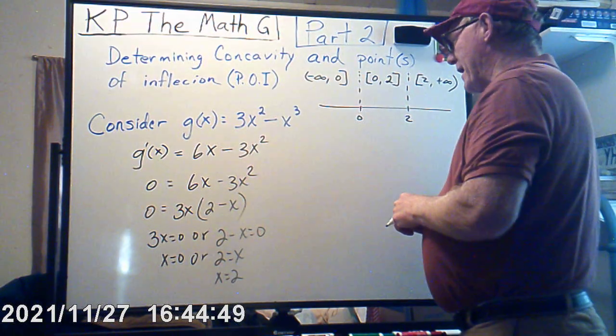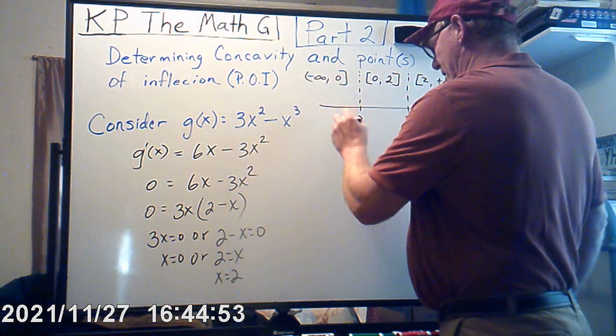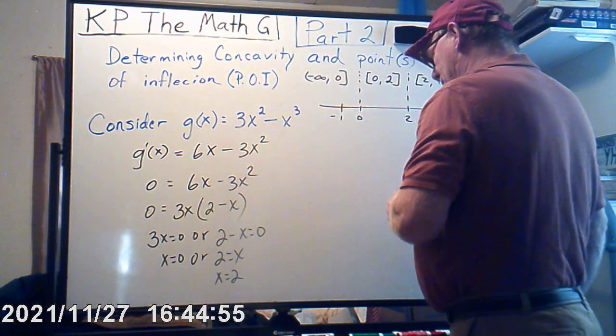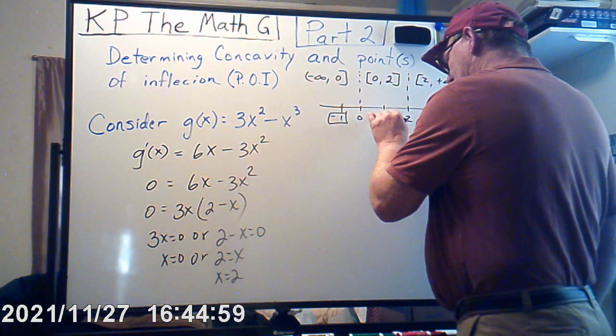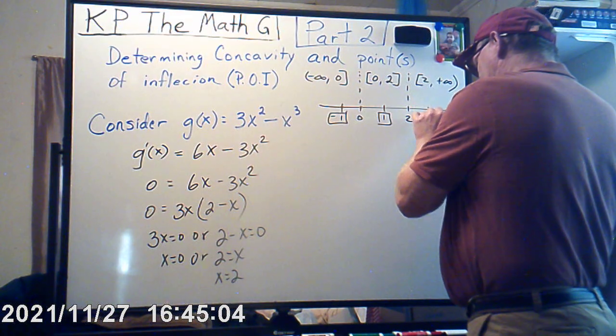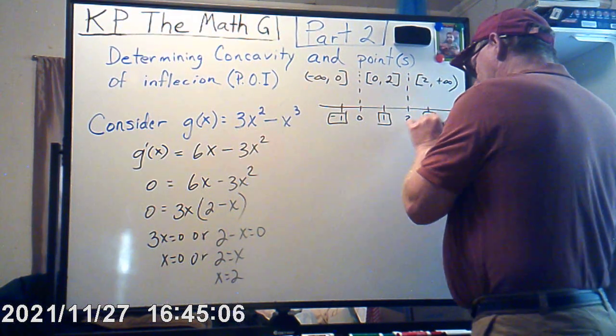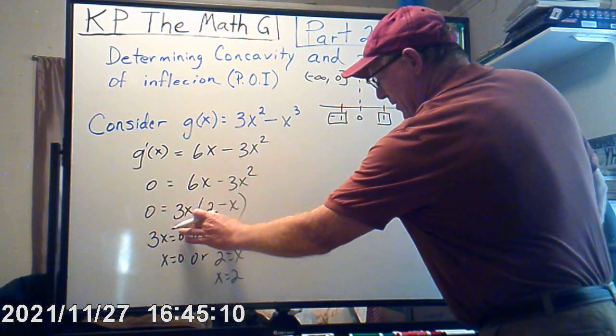Okay, just like that. Now, let's pick a number somewhere in each interval. We're just going to pick negative 1 in this first one. And then on the next one, we're simply going to pick 1. And on the third one here, we're going to pick, say, 3. Alright, so we're going to do each one of these one at a time.